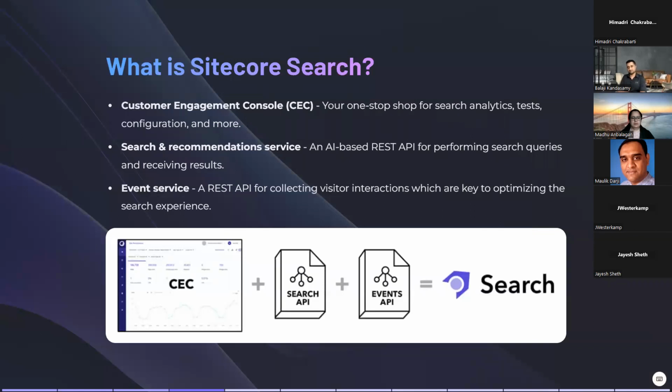So what is Sitecore Search? Sitecore Search comprises three major components. The first one is the Customer Engagement Console. This is the platform where you log in. It's the SaaS platform in the browser, where you log in and access platform-related sources or any changes that you make. It's their cloud platform interface. The second part is your Search API, and the third part is your Events API.